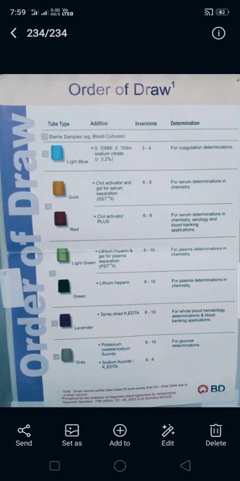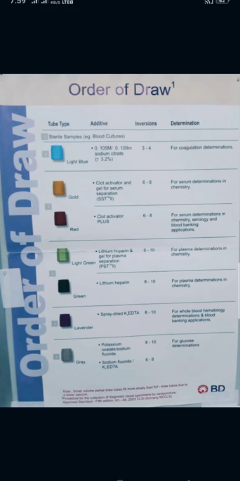Red: clot activator, plus 6 to 8 times inversion for serum determination in chemistry, serology and blood banking application. Light green: lithium heparin gel for plasma separation (PST), 8 to 10 inversions for plasma determination in chemistry.